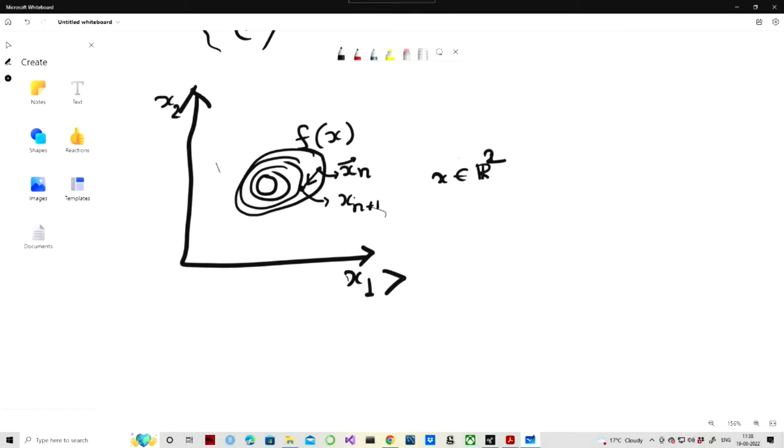This way you continue and end up at, suppose this is the minimizer. My drawing is pretty bad, but if you start from a point x_n, you choose the directions, and in a zigzag manner you end up at x star. This is what the line search descent direction algorithm helps you with.